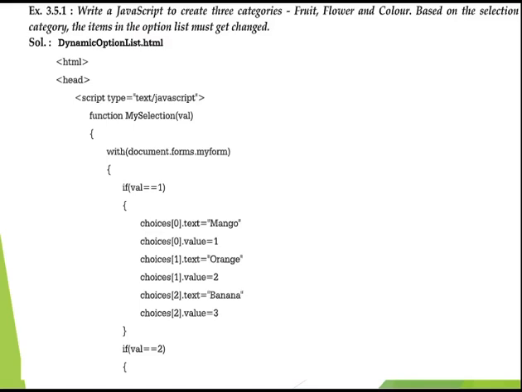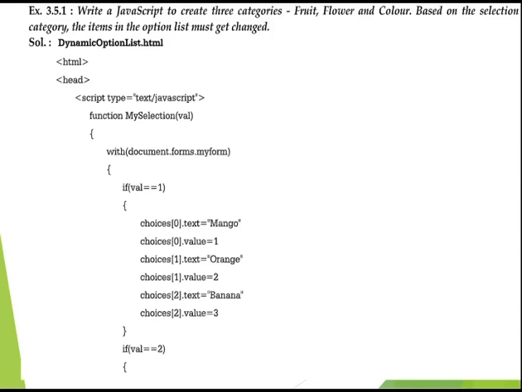So choices[0].text is equal to, here we are giving three options in your fruit list. Choices[0].text is equal to mango, choices[0].value is equal to 1, then choices[1].text is equal to orange, choices[1].value is equal to 2, choices[2].text is equal to banana, and choices[2].value is equal to 3. So if your value is 1, then you will get this list.